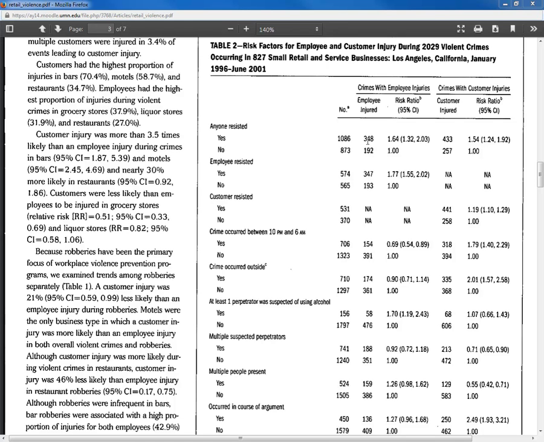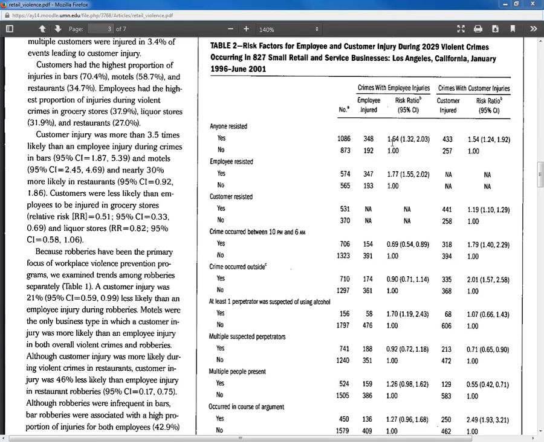So it's a ratio of p hats. 348 divided by 1086 in the numerator, p hat 1, divided by 192 divided by 873 in the denominator made a relative risk, a risk ratio of 1.64. And it means that if anybody resists, it is 1.64 times as likely that an employee will get injured relative to the risk when nobody resists.